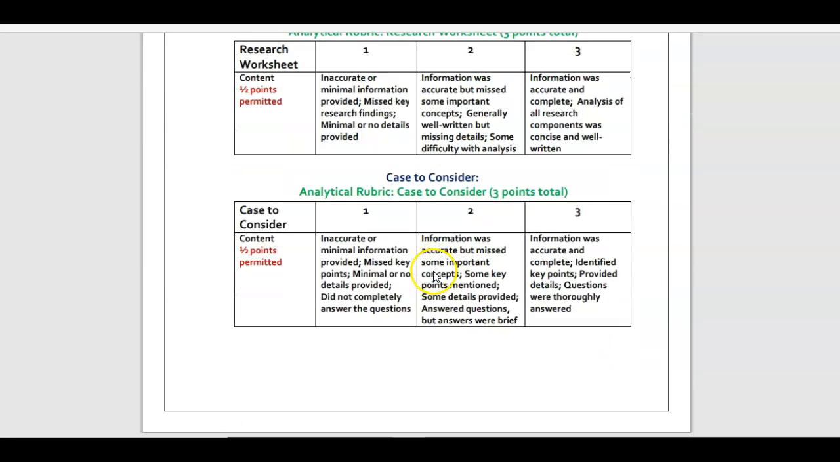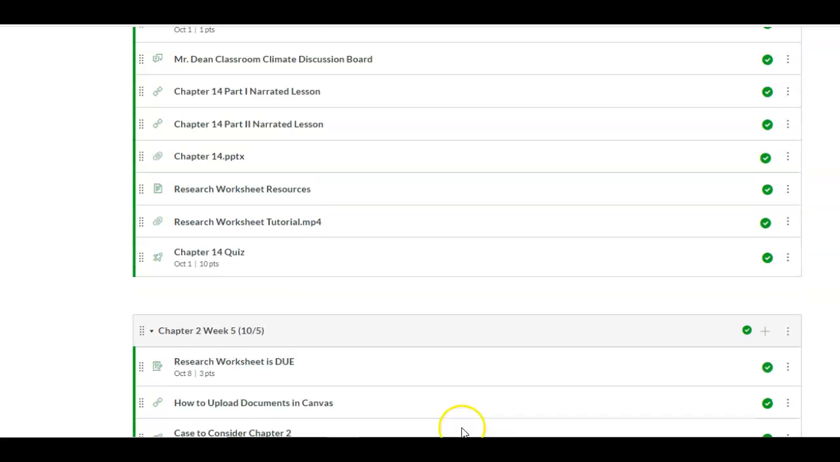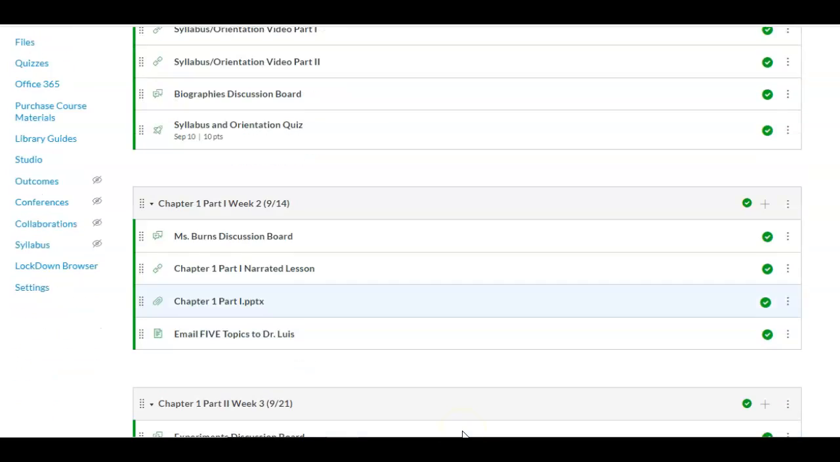And I also include a grading rubric for the cases. The quizzes are obviously multiple choice. It's either right or wrong. Okay. All right. So let's go back now into Canvas and let's take a look at some of those resources I was mentioning to you.